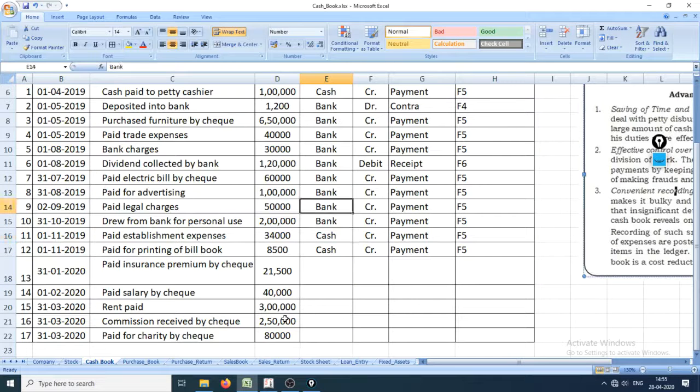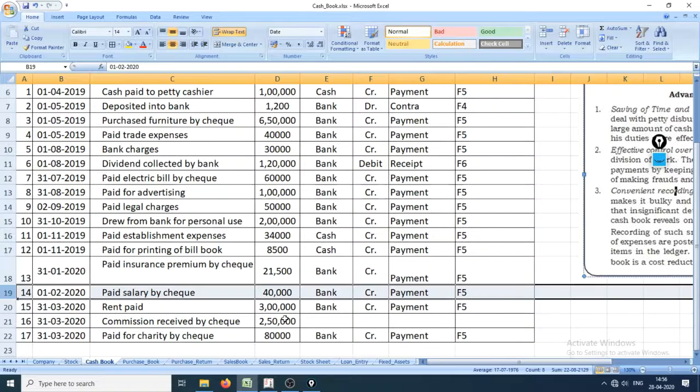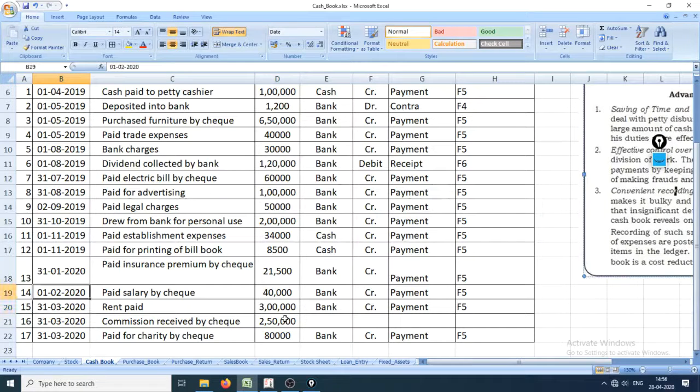We forgot to fill this. Let's copy this from here. And then this one is also same. Oh, this one is also same, is it? Paid rent. This one is also same. This one is different. We'll check it out later. Paid salary by check. Paid rent paid.